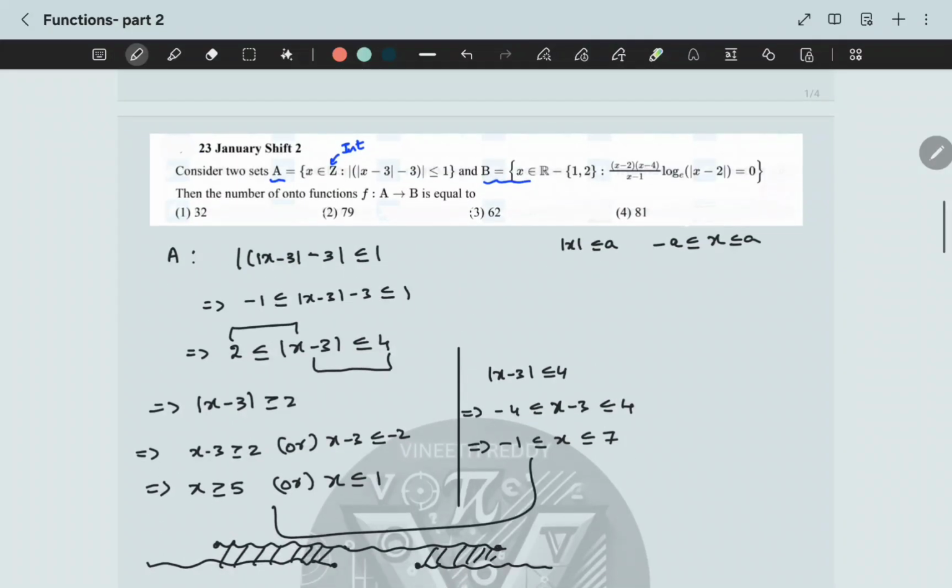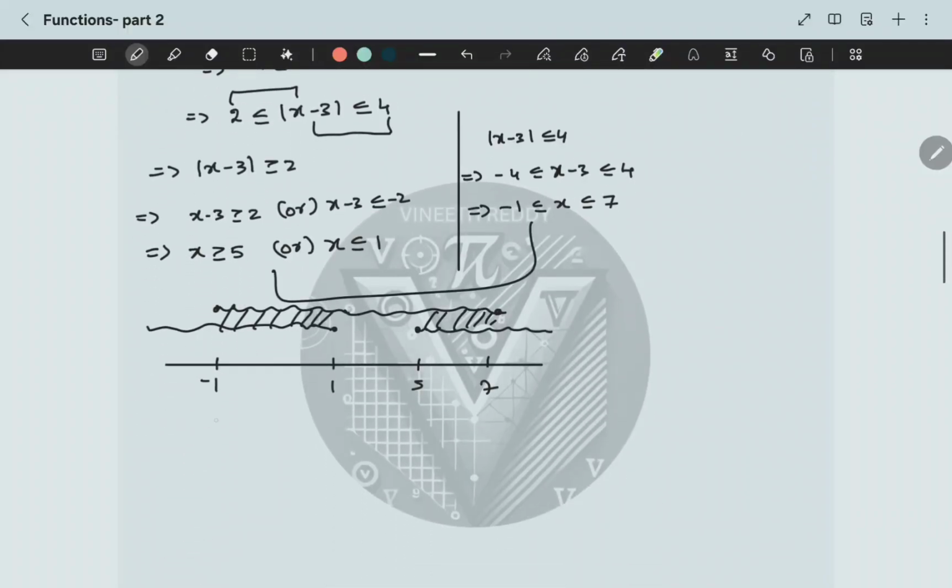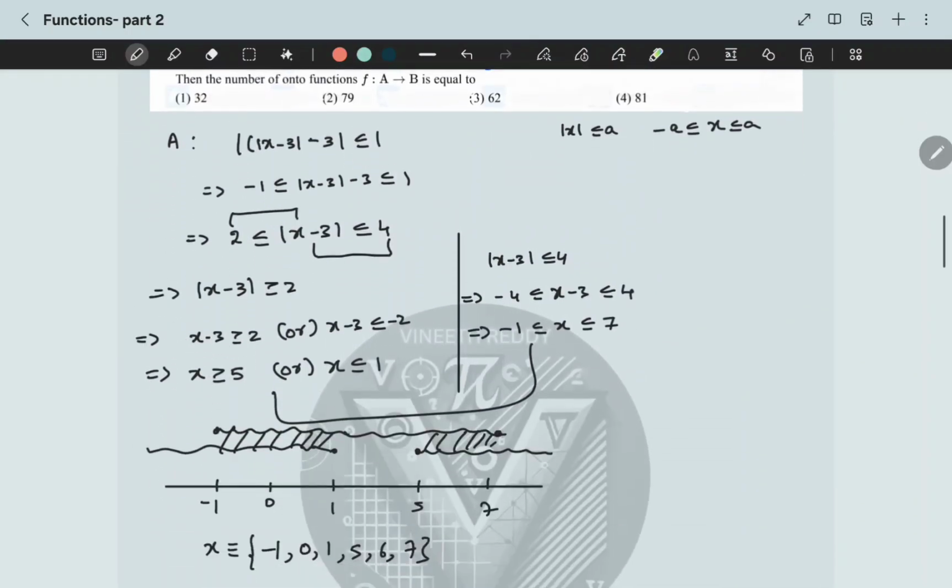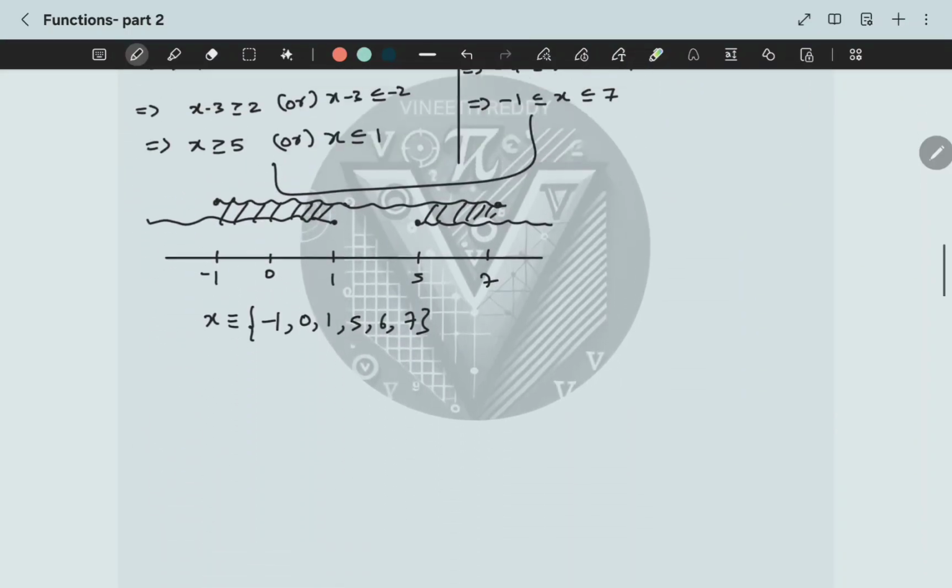But here we should observe that x is an integer. So basically x is nothing but minus 1, then we have 0 between this, right, integer, and then we have 1, and then we have 5, then 6, then 7, right? Now we have to find set B. We have to now find set B.